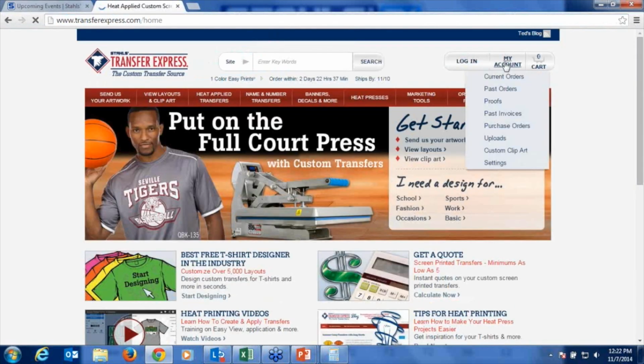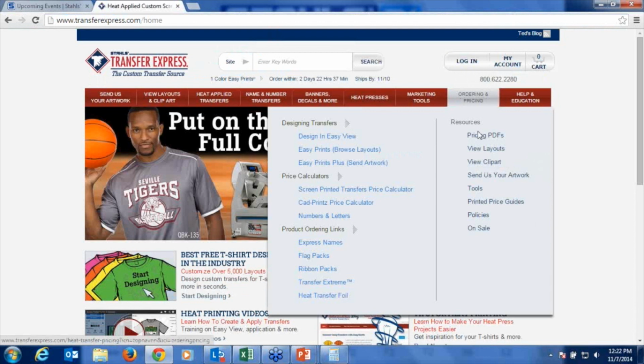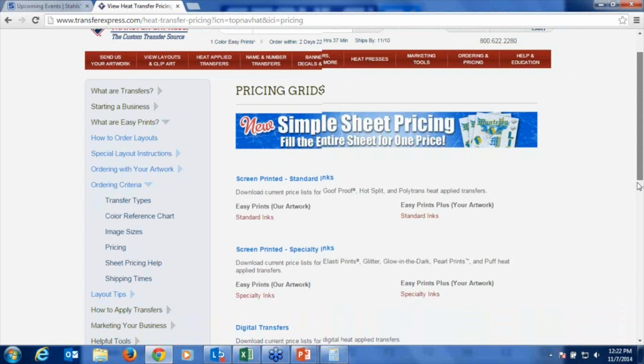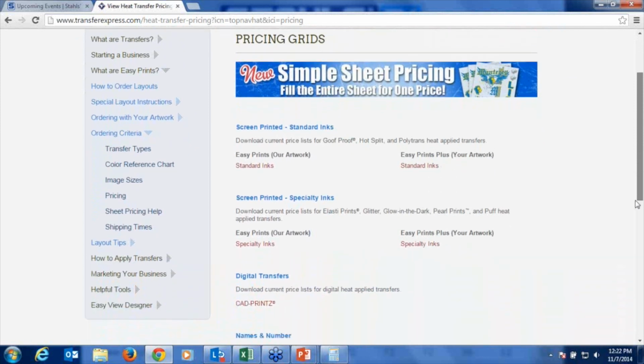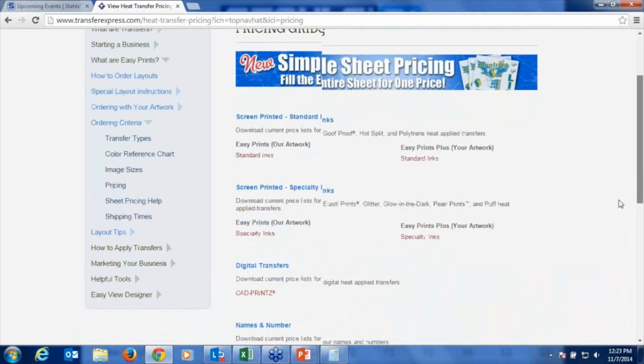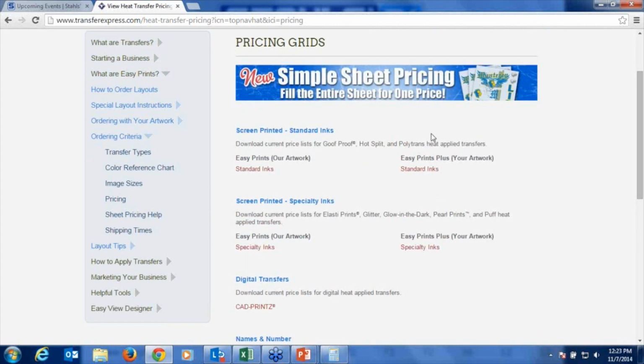So Transfer Express is a Stahls company that manufactures screen printed transfers, which is basically ink on a sheet that you can just heat press for like 3 to 5 seconds, and you have a screen printed looking garment. So let's say you could definitely create this artwork in their EasyView Designer, which means it would categorize for their Easy Prints pricing. There's also Easy Prints Plus pricing, which means if it's completely custom art that you were sending them, it's a little higher price to incorporate art setup and all those things.